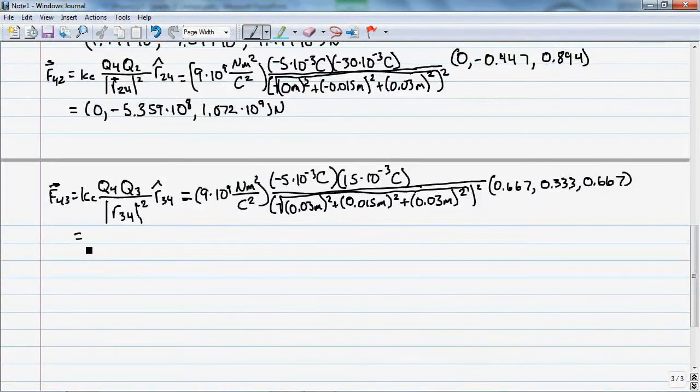And that leaves me with a vector negative 2.219 times 10 to the 8th, negative 1.11 times 10 to the 8th, and negative 2.219 times 10 to the 8th newtons.